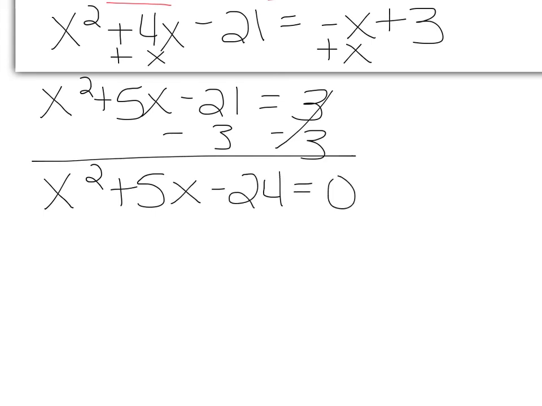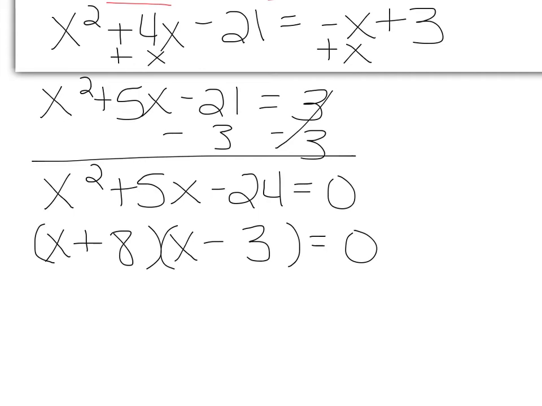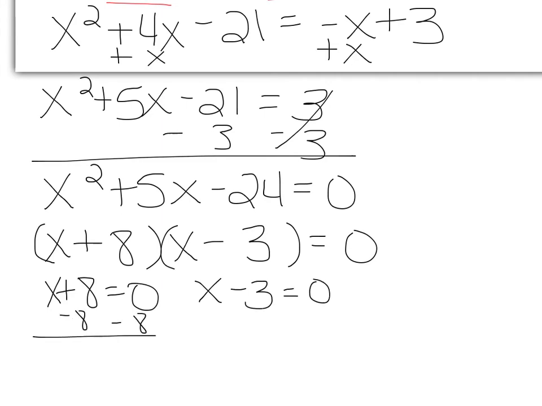And remember, the reason that I made this equal 0 is in order to be able to solve this, I'm going to have to factor. So each one gets an x, plus, minus, factors of 24 that give me 5. Let's see, 24 and 1, 12 and 2, 3 and 8, 6 and 4. It's going to be 3 and 8. Okay? So then you do x plus 8 equals 0, and x minus 3 equals 0. So here you're going to subtract 8 from both sides. So you get x equals negative 8. Here you're going to add 3 to both sides. You get x equals 3.